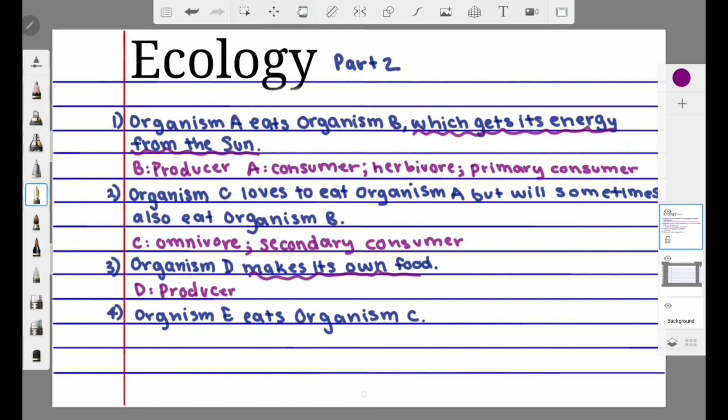Now we have organism E. Organism E eats organism C, which is an omnivore and a secondary consumer. So E is a consumer and a carnivore because it's eating an animal. And it is a tertiary consumer because it is consuming a secondary consumer.